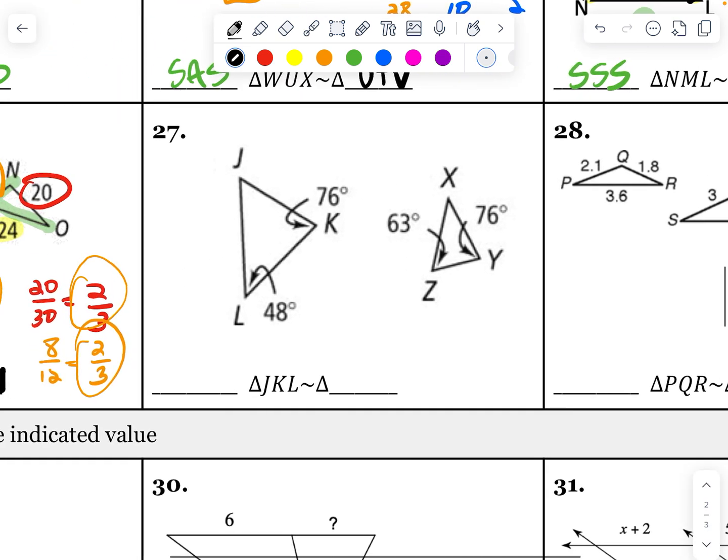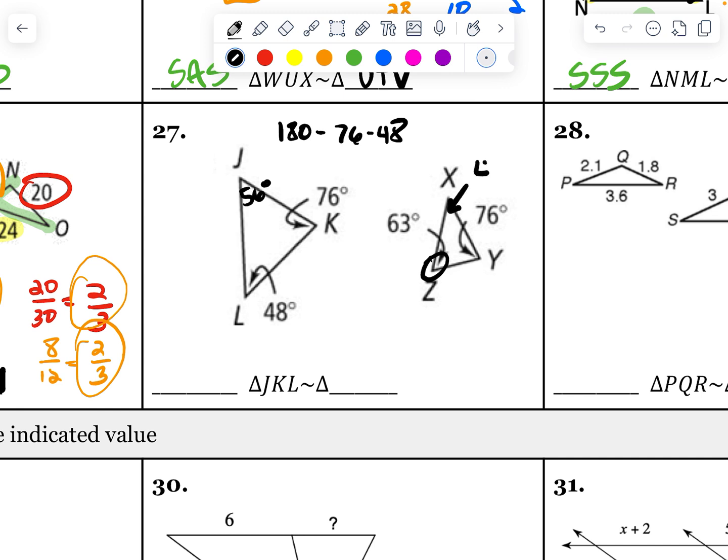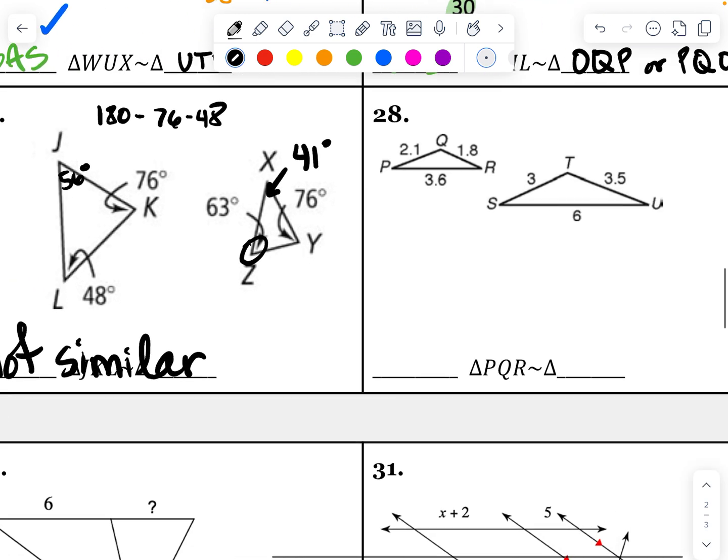All right, is this angle? Well, two of the angles have to be the same. So let's figure out the third angle. So 180 minus 76 minus 48, because it might work. 180 minus 76 minus 48 is 56. This guy's 56 degrees. That is not 56 degrees, right? 180 minus 76 minus 63. That right there is 41 degrees. So no, these are not similar. You cannot write a similarity statement. The angles are not all congruent.